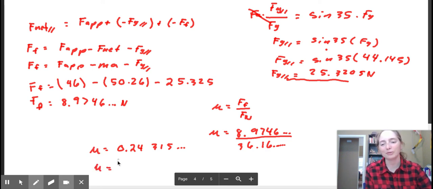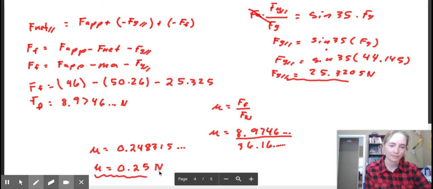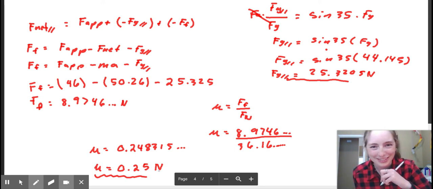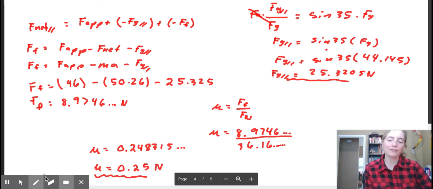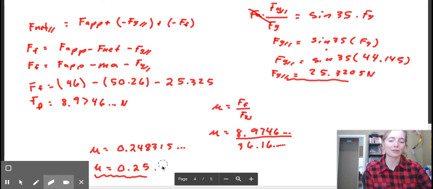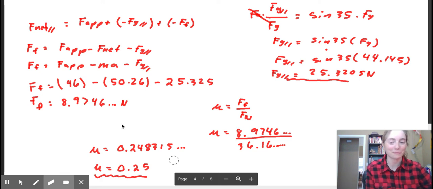So my mu is 2 sig digs. So I dropped a number, I dropped an 8. There we go. So 0.25, and as always, I need to give units. Where did I screw up? Where would I be deducting myself half a point? Exactly, the units. Mu is unitless. So if you give me units for a unitless number, I deduct half a point.